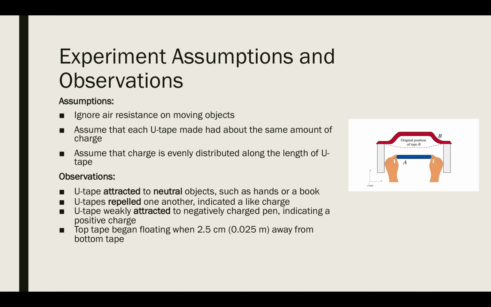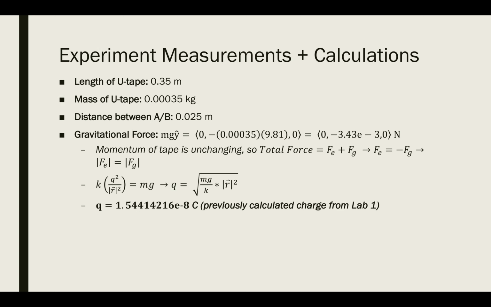Now to get into my observations, I found that the U-tape was attracted to neutral objects. When two U-tapes were placed near each other, they repelled, which indicated that they had like charge. To determine whether that charge was positive or negative, I held a U-tape near a negatively charged pen, and then observed that the U-tape was weakly attracted to the pen, which indicates the tape had a positive charge. When we floated one U-tape above another, we found that the top tape, tape B, began to float when tape A was 2.5 centimeters away.